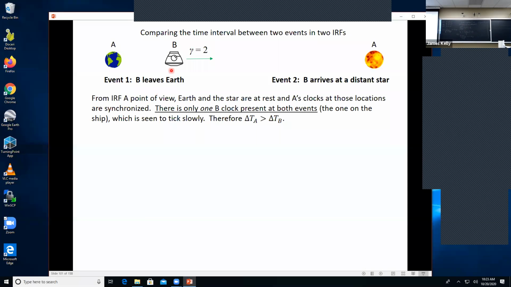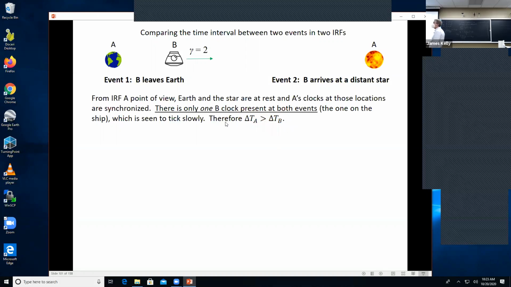Now, the important thing is that the difference between these two that we're going to see is that there's only one B clock, the clock that's inside the ship in B, that's present at both events. That clock is present when the ship leaves Earth, and that same clock is present when the ship passes by the star. Probably doesn't land on the star. Okay? And that clock is seen to tick slowly, and since it started out at the first event, and it ended up at the second event, and it is moving slowly the whole time, it's certainly true that the amount of time that's experienced by A, the Earth frame, is going to be greater than the amount of time that's experienced by B.